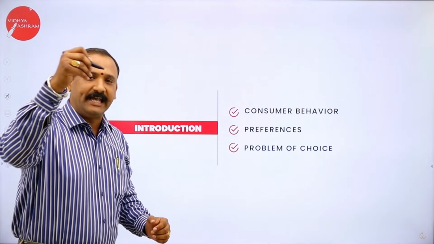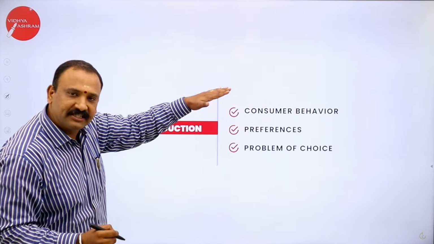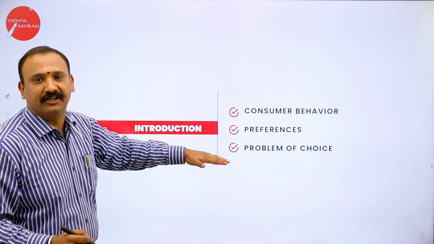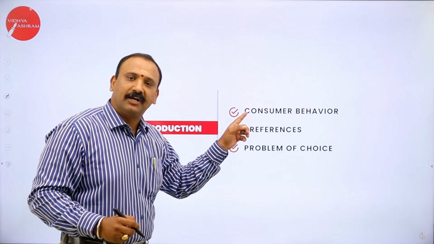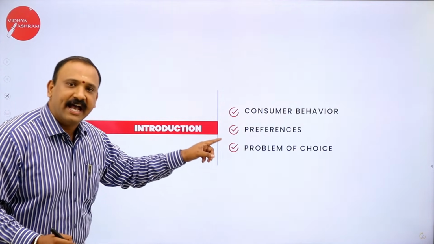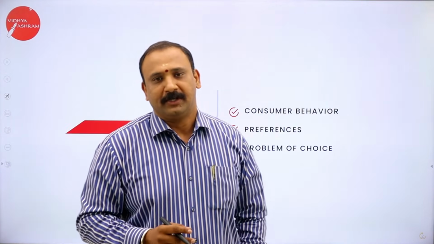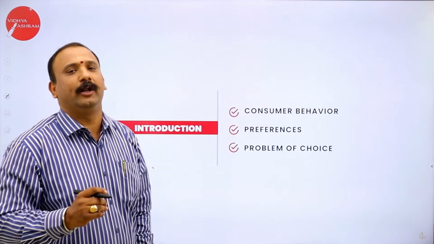Now, taking a deeper dive into the session, we are going to talk about these three important factors. Factor number one, consumer behavior. Factor number two, his preferences. And factor number three, the problem of choice. So what is consumer behavior all about?